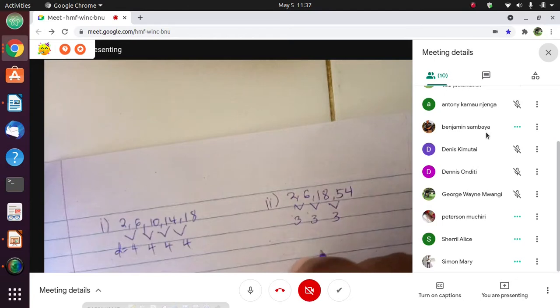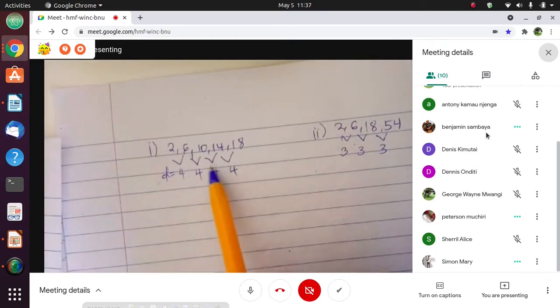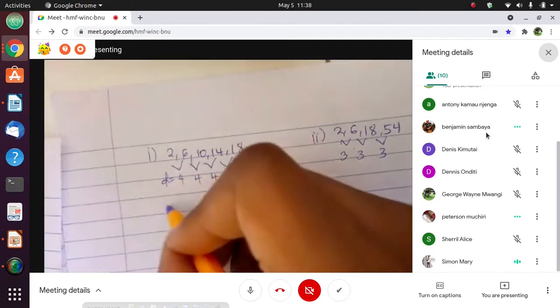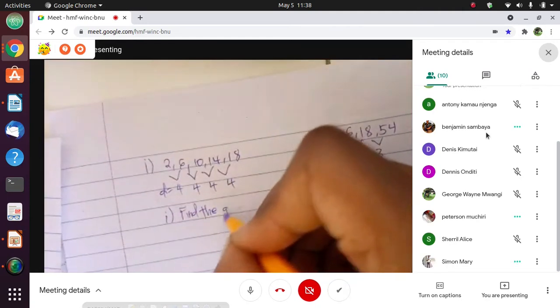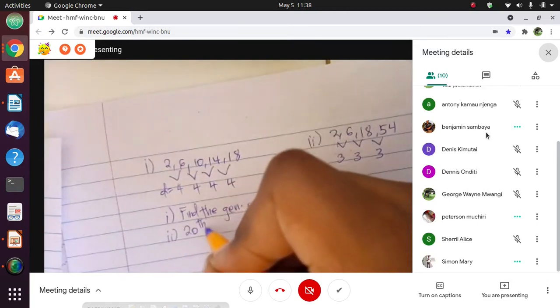Now, you have been given these sequences. Kwa mtihani umeulizwa, write the general equation for these two sequences and find, let's say, the 20th term. Kwa mfano, let's start with the arithmetic progression, ama the arithmetic sequence. Umeambiwa find the general equation of this sequence and then find the 20th term.